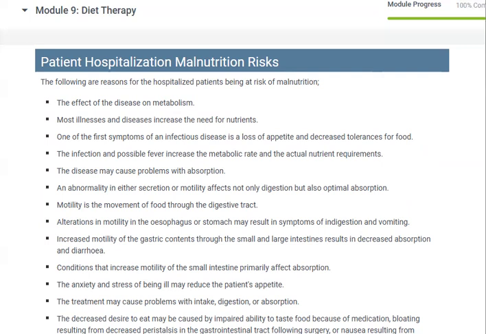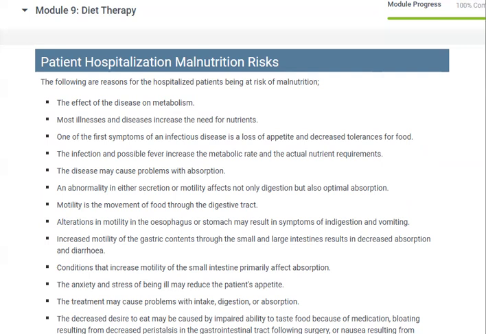The disease may cause problems with absorption. An abnormality in either secretion or motility affects not only digestion, but also optimal absorption. Motility is the movement of food through the digestive tract.